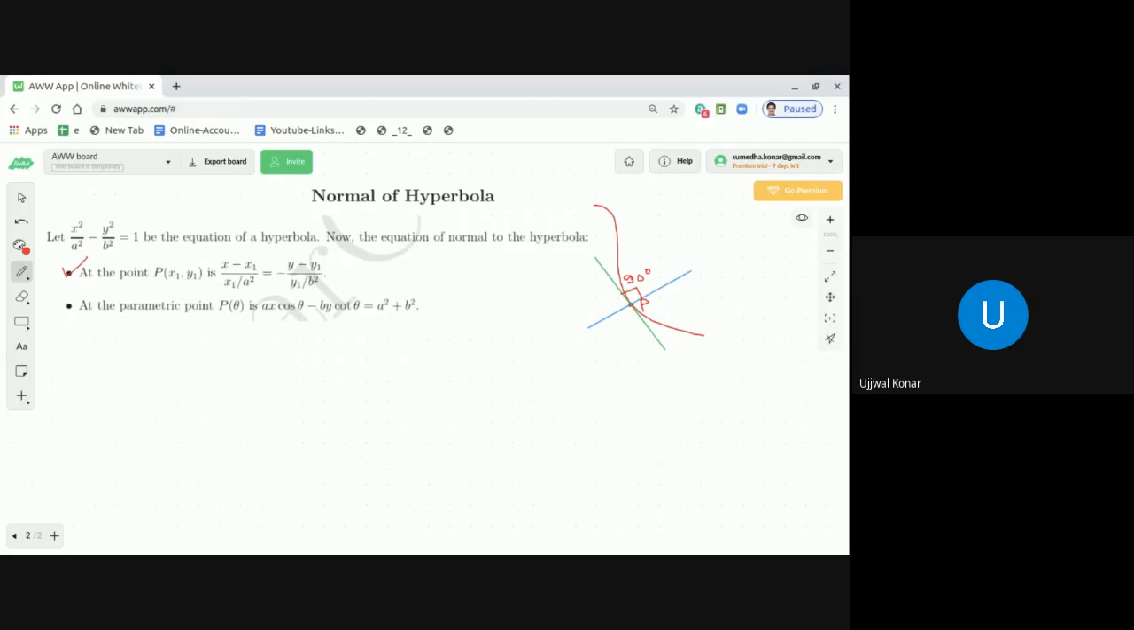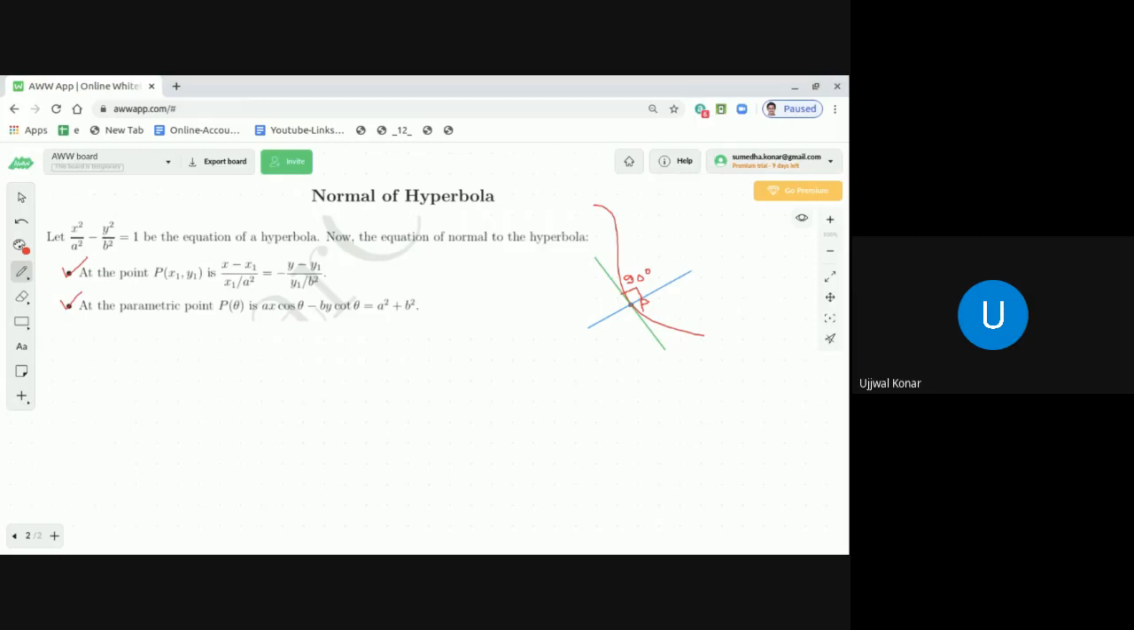Now, if the point P is given as a parametric point, then the equation of the normal to the hyperbola x square by a square minus y square by b square equal to 1 at that parametric point P, which is given as theta, that is actually its coordinate is a sec theta, b tan theta, is ax cos theta minus by cot theta is equal to a square plus b square. So dear students, I will suggest you to remember these equations, so that when we solve the problems, you can directly apply this, and it will take much less time to solve.